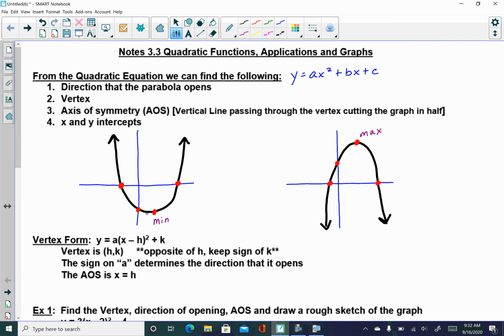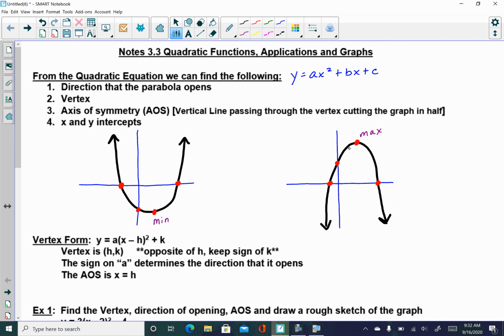this minimum down here would represent, for example, a company that's trying to minimize their cost, or over here, a company that's trying to maximize their profit. Another example I could give you is, I know that you've seen this before in textbooks, where a person stands on top of a building and they throw an object up in the air, like for example, a ball. So they throw it up in the air, and this would be the trajectory. It reaches its maximum height, and then it comes back down and hits the ground. So we'll be looking at applications like that.